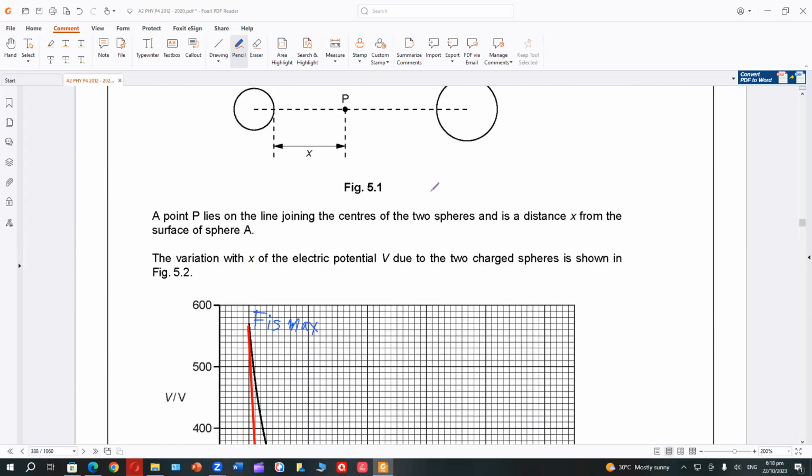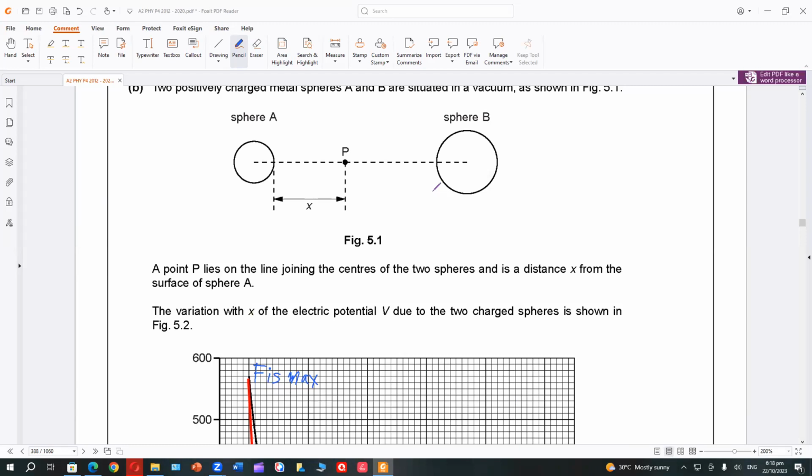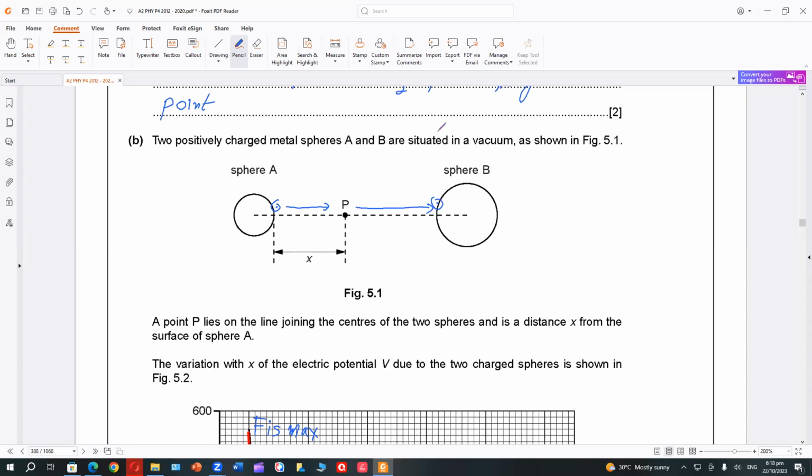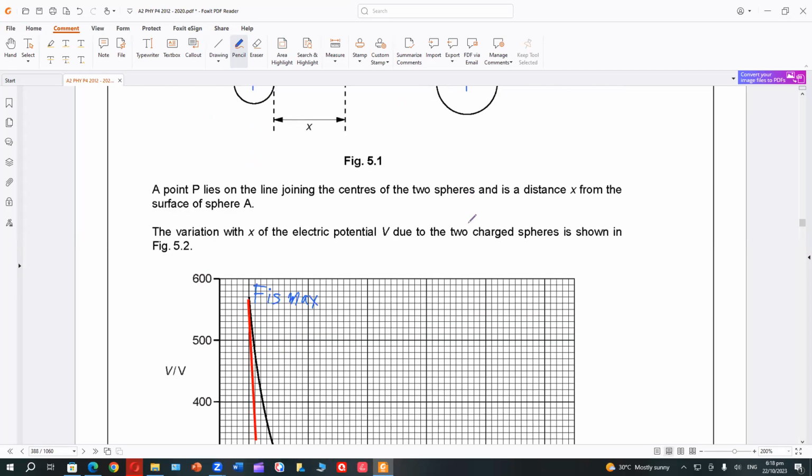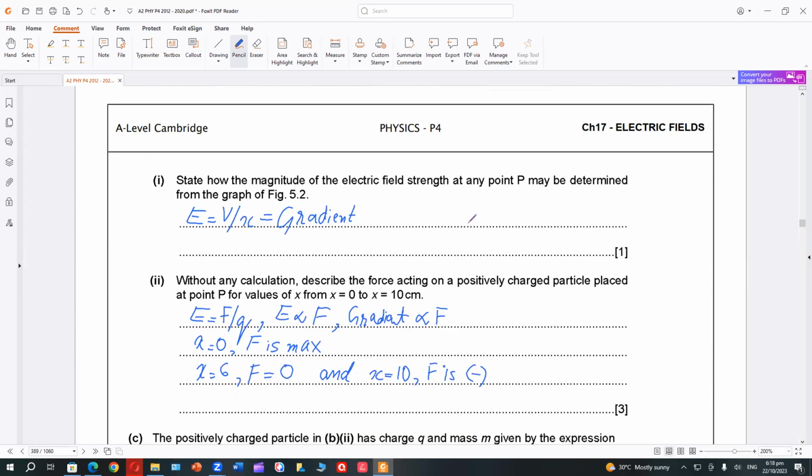Look at this diagram. The story is here. The charged particle is sitting here. It moves from this position to here, and it reaches the sphere B. Now he's asking where the charged particle will have the maximum speed. Remember this, both spheres are positively charged. Sphere A and sphere B are positively charged. And the particle which you are moving, look at this question again.